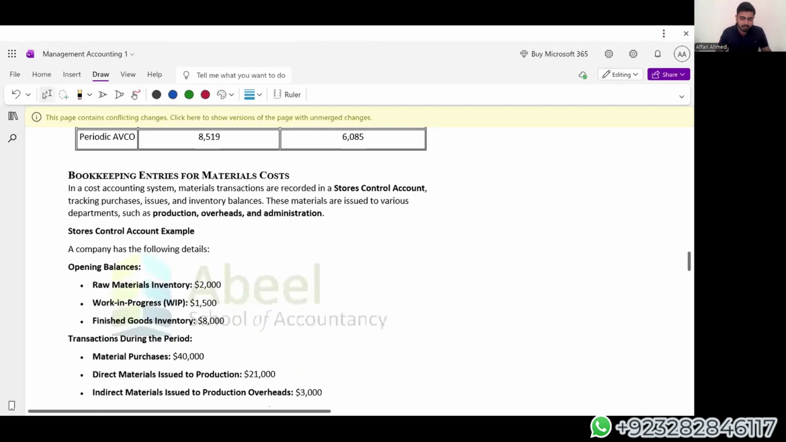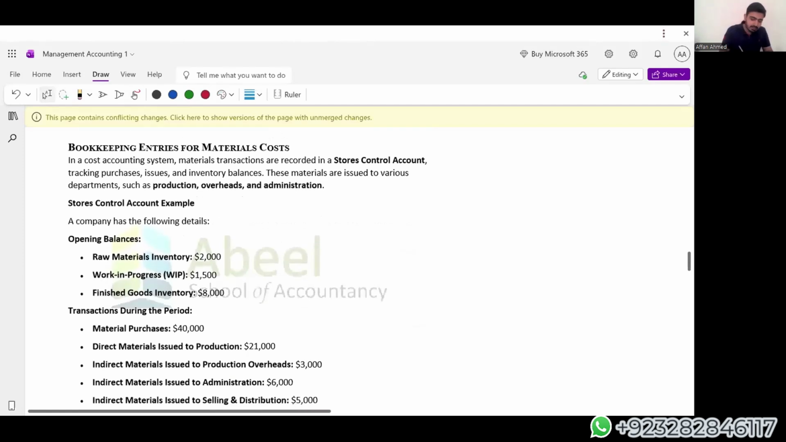Now, bookkeeping entries for material cost. When we have done all the workings, we have to record them in the books, right? So if you have to record them in the books, we have to use a store control account. A store control account is an account where we record the transactions for the movements of inventory. Now, remember one thing. You have a storeroom at your home, right? So if you have a storeroom at your home, how do you record your inventory? The thing that is coming in is debited, and the thing that is going out is credited, right? And we're going to use the same logic here. Okay.